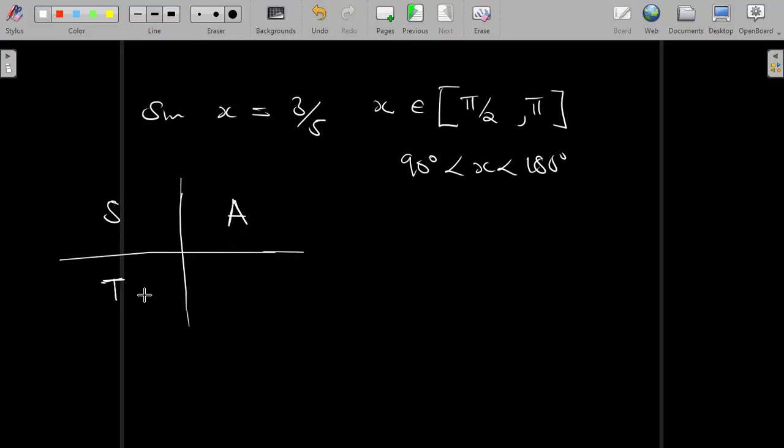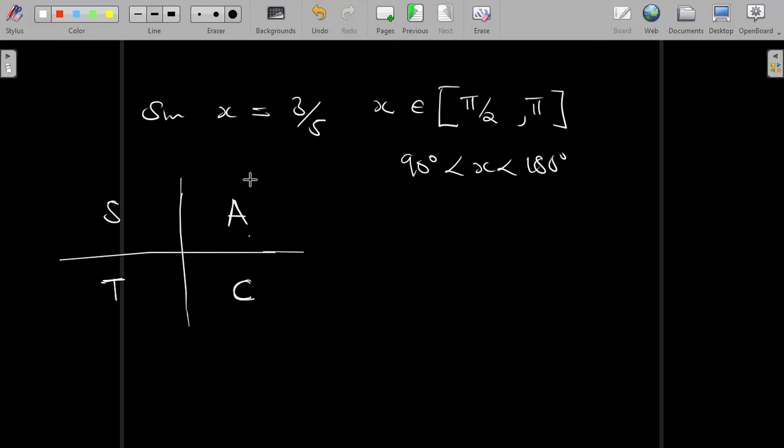Which is positive, the rest are negative. Then the last one, you have only cos to be positive, and the rest are negative. So the short acronym is: all students take calculus. So you see that here, every one of them is positive.